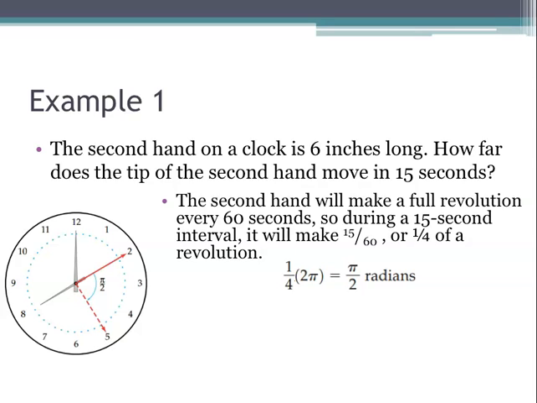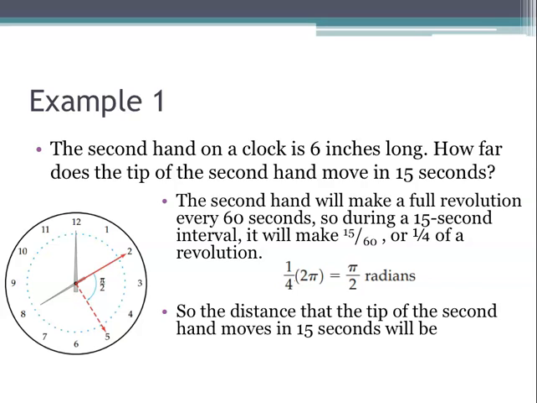So now we are trying to find how far the tip of the second hand moves. The tip of the second hand is really going to move exactly the arc length, right? The second hand is 6 inches long, that gives us the radius. So the arc length is equal to R times theta. And we know that the radius is 6 and theta is pi over 2. So just multiply that, we get 3 pi, which comes out to be about 9.4 inches or so.